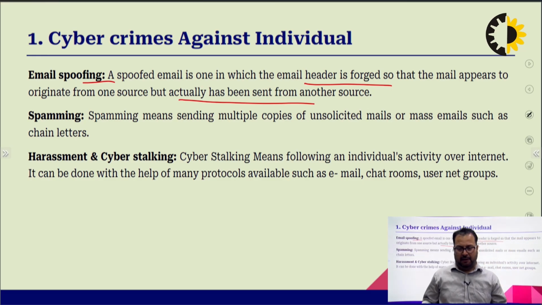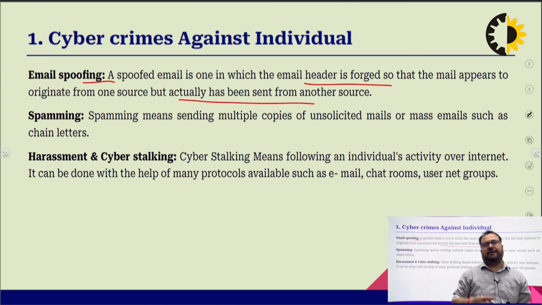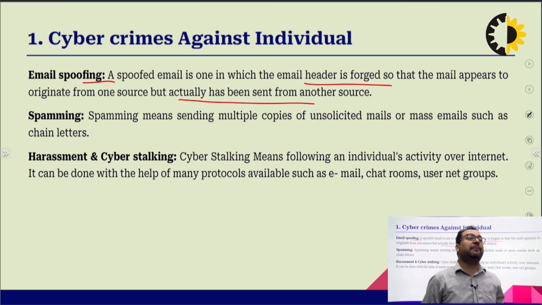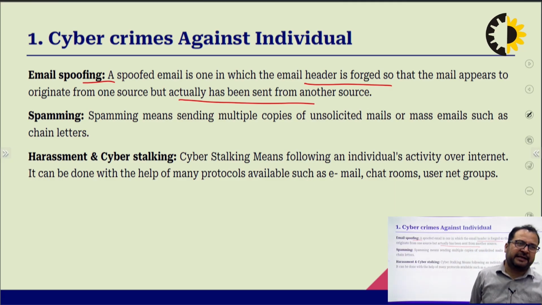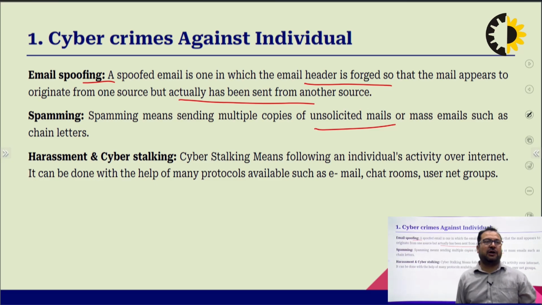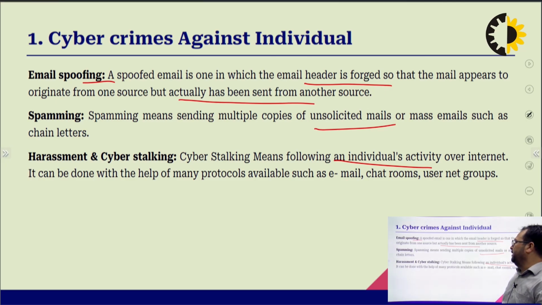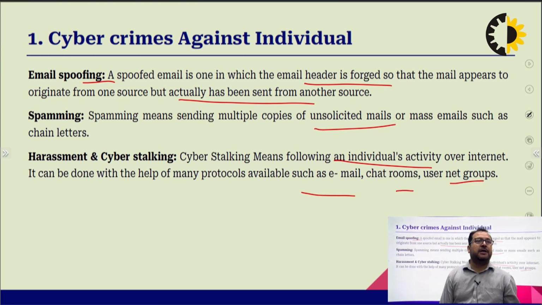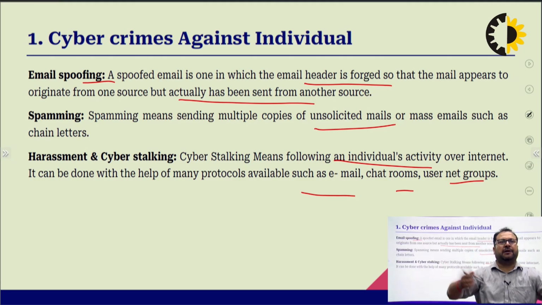The user feels that the message has come from an authentic source, but it is not so. This is called email spoofing. Then we have spamming. Spamming means sending multiple copies of unsolicited emails, or mass emails such as chain letters. Then we have cyber stalking. Stalking means following an individual's activity over the internet. It can be done with the help of many protocols such as email, chat rooms, and user net groups. So spoofing, spamming and cyber stalking come under crimes against the individual.